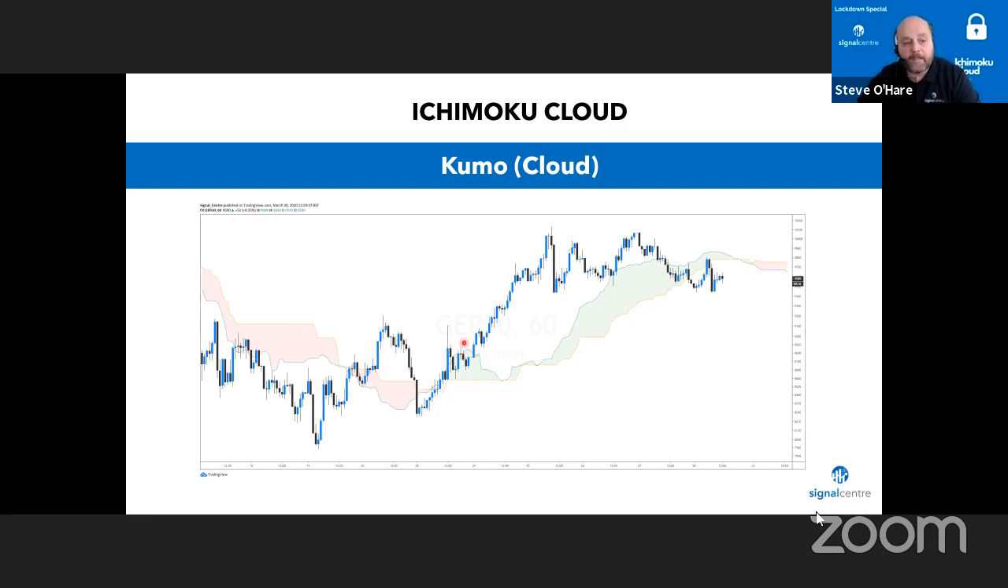Now, if you're just trading a strategy which is just buying a break of the cloud or selling a break of the cloud, you'd be trading quite often if you're trading on a short-term time frame. So the other indicators incorporated into the whole cloud will give you some filters that you can use moving forward.